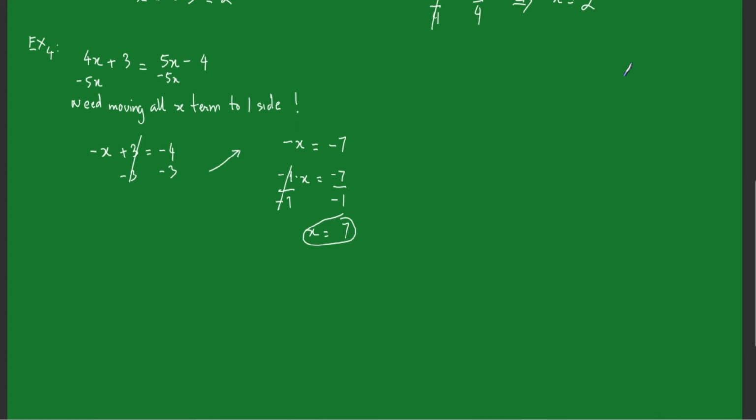So if you have an equation that contains 2 or 3 terms with x, you need to move all the terms with x to the left-hand side. What if I have something like this?